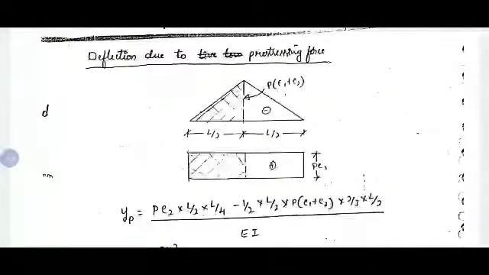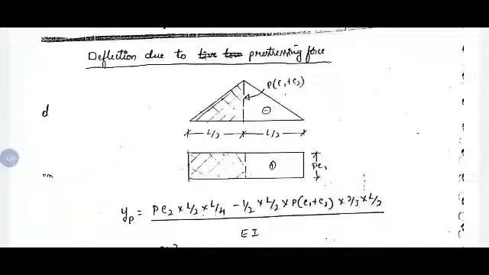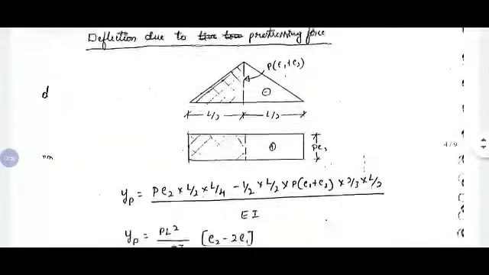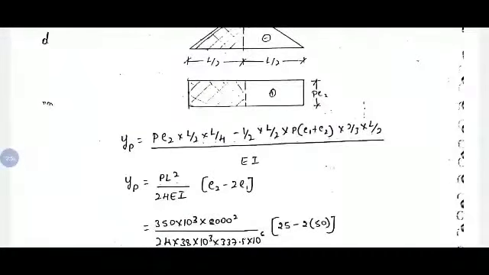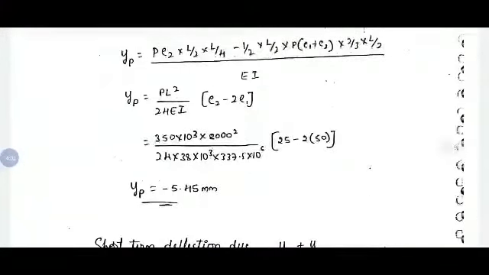it is positive, minus, now we are going to consider the triangle, half into base L by 2 into height P into E1 plus E2, that is both eccentricities we have considered, into 2/3 of base, 2/3 of L by 2, divided by EI. On simplifying we will get PL square by 24 EI into E2 minus 2E1. On substituting the values we will get deflection of minus 5.45 mm.